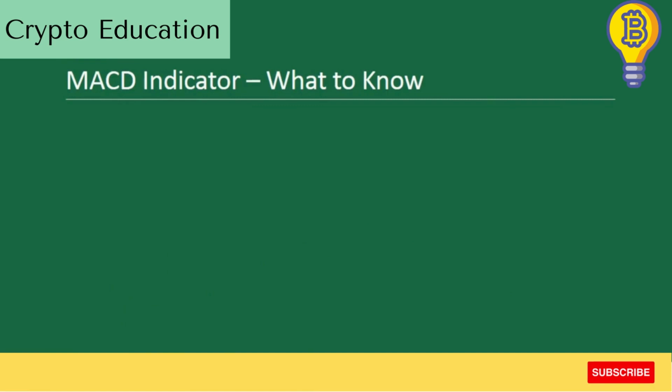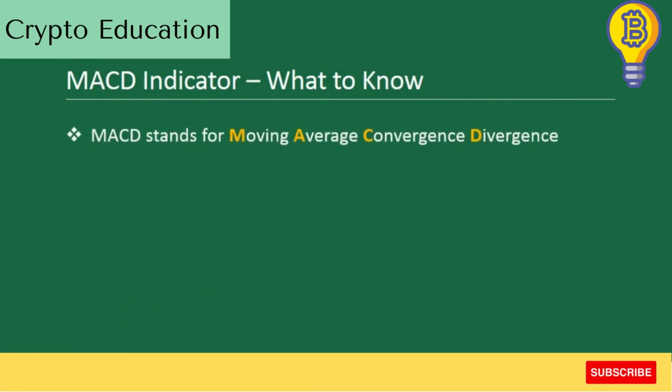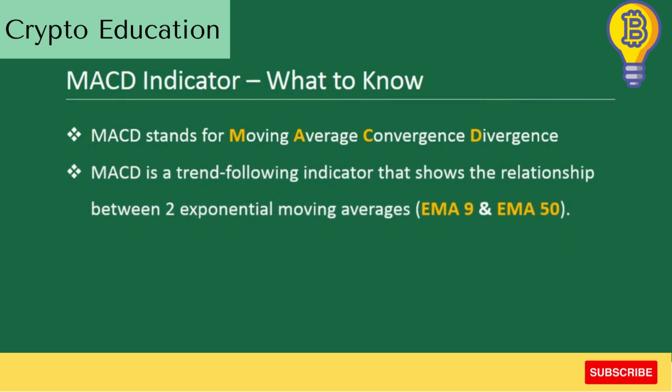Okay, the next technical indicator that I want to share with you in this course is the MACD. MACD stands for Moving Average Convergence Divergence. It's a trend-following indicator that shows you the relationship between two exponential moving averages. For trading cryptocurrencies, we'll use the 9-day EMA and the 50-day EMA.